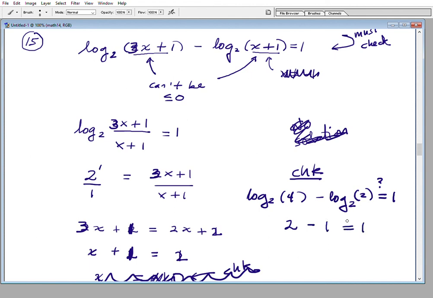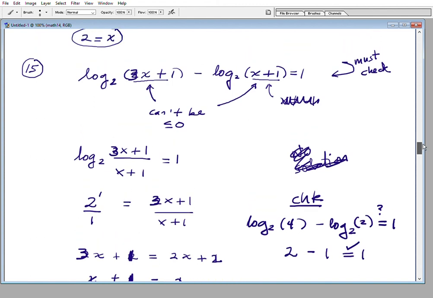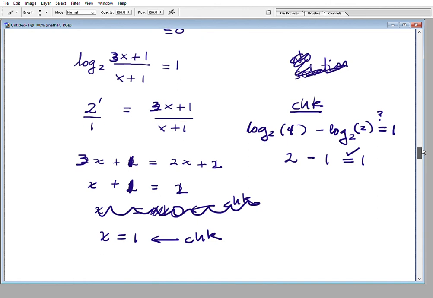Okay, so the answer does check. And these are both positive, so that's okay. All right, so sorry for the confusion, but now I think we have it right.